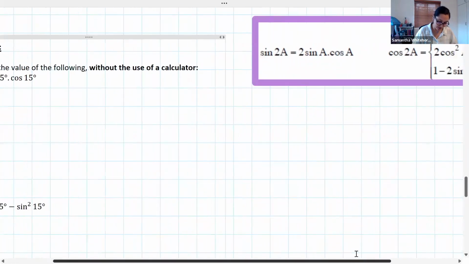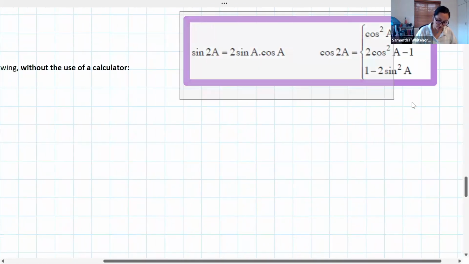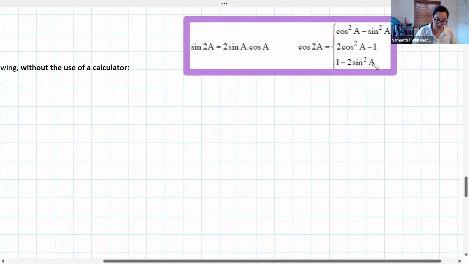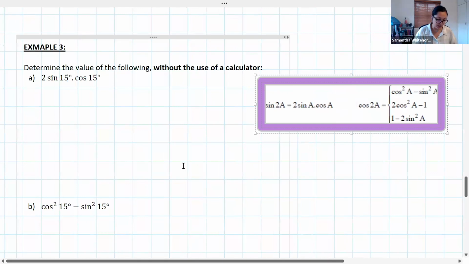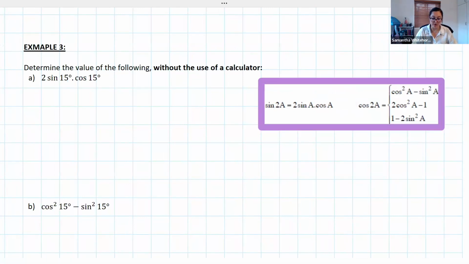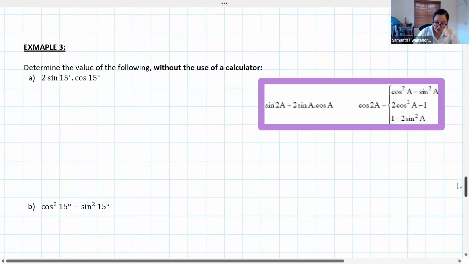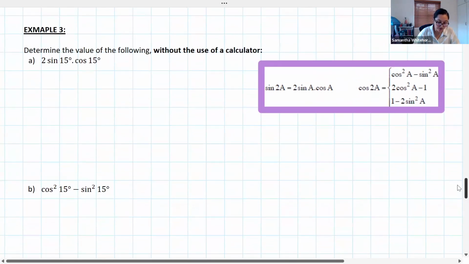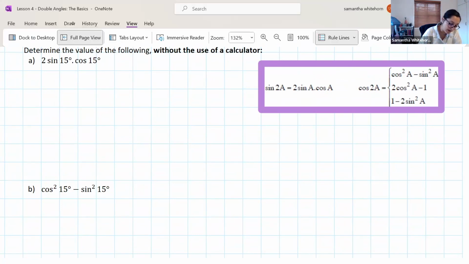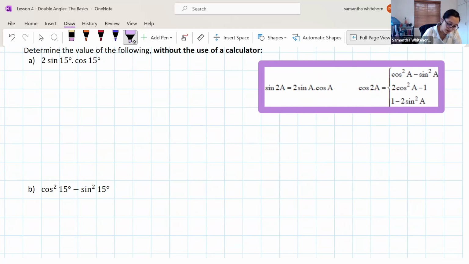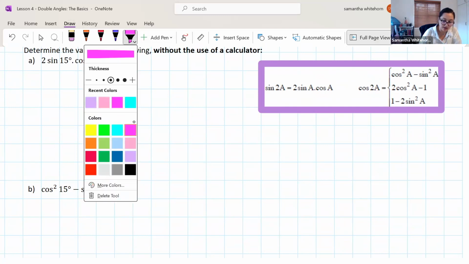All right, so if we have a look at example 3, you can see now you've got some new numbers going on. So now we actually are going to work with questions where we have actual numerical values. So it says, determine the value of the following, and really importantly, without the use of a calculator. Guys, what am I implying when I tell you without the use of a calculator? What do you need to be thinking about here?